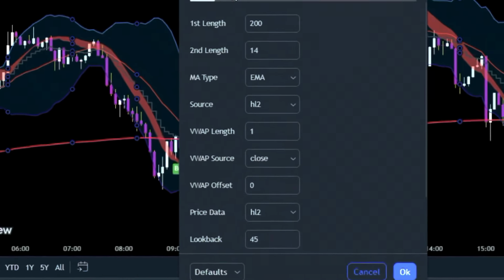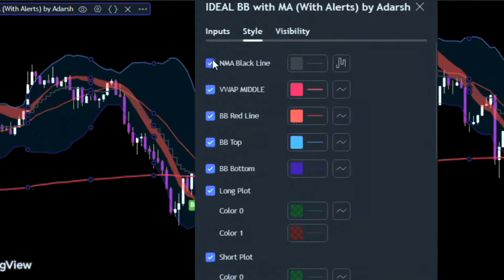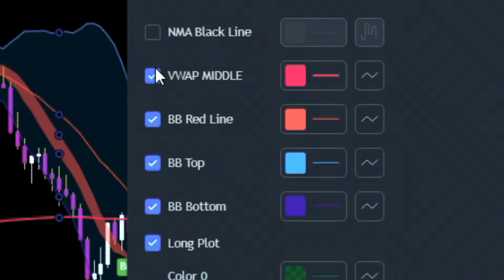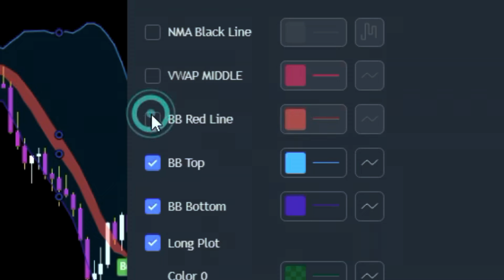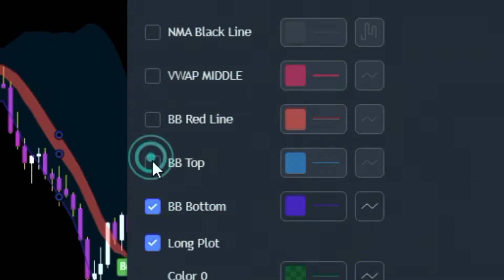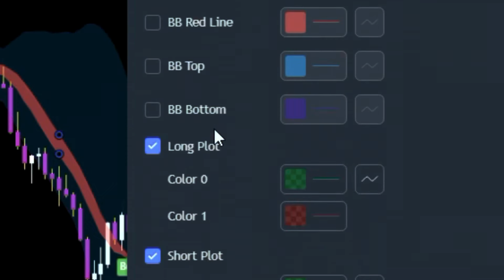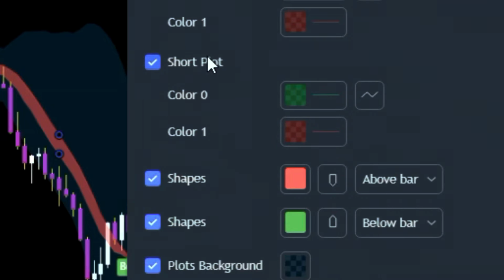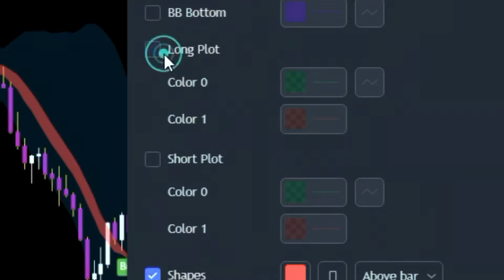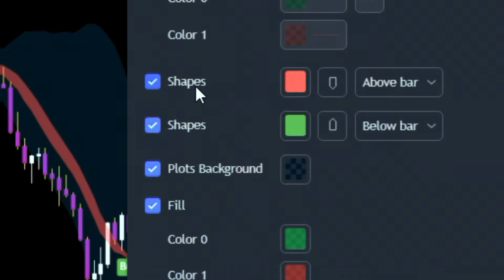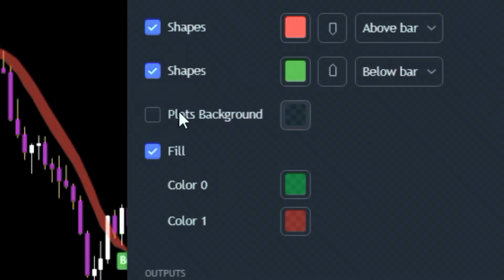Moving on to the Style tab, look for these options: NMA black line, VWAP midline, BB red line, BB top, BB bottom, short and long plots, and plots background. Disable all of them. So now by customizing these settings, the ideal BB with MA indicator will be tailored to your trading needs.